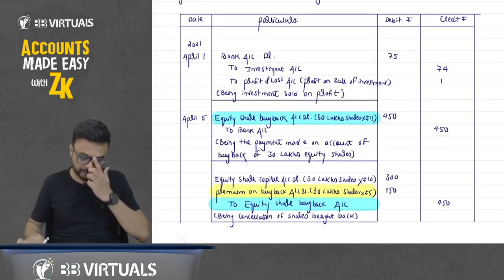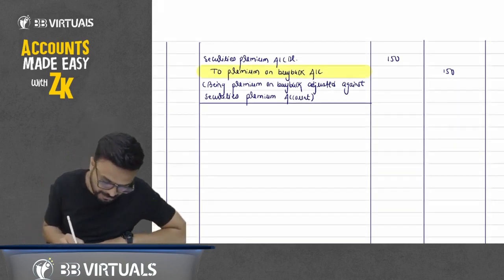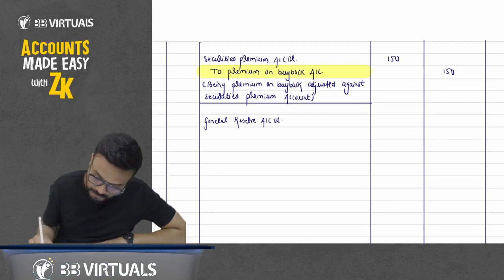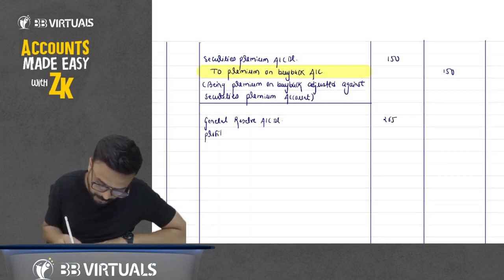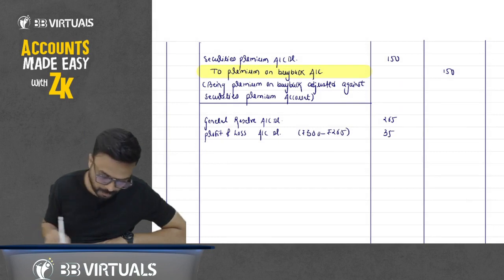So write down here the next journal entry: general reserve account debit 265, profit and loss account debit. So in total we require 300. Out of it, 265 we have adjusted against general reserve and 35 out of profit and loss account.